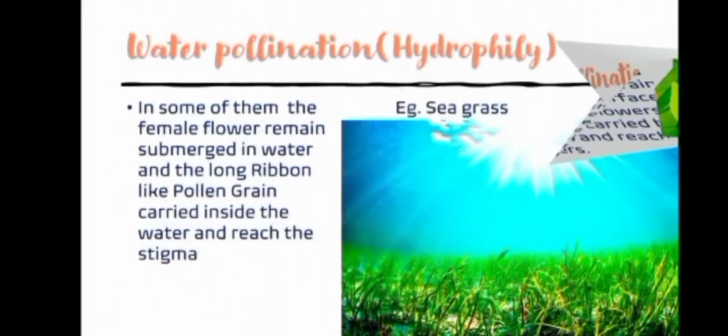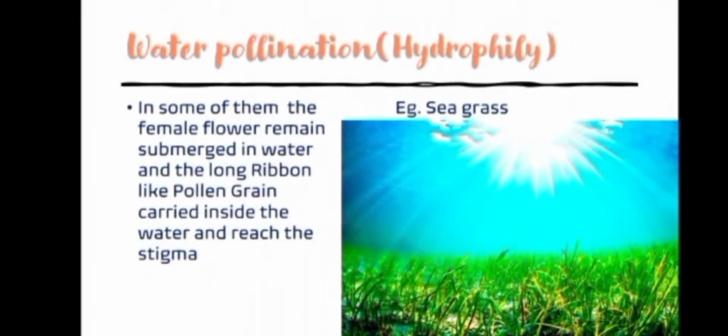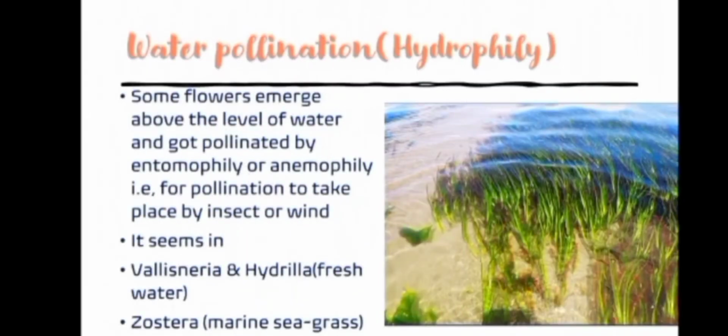In some of them, the female flower remains submerged in water and long ribbon-like pollen grains are carried inside water and reach the stigma. The best example for this is seagrass. Some flowers emerge above the level of water and get pollinated by entomophily or anemophily. It means by insect or wind. It is mainly seen in Vallisneria and Hydrilla inside fresh water and Zostera in marine seagrass.